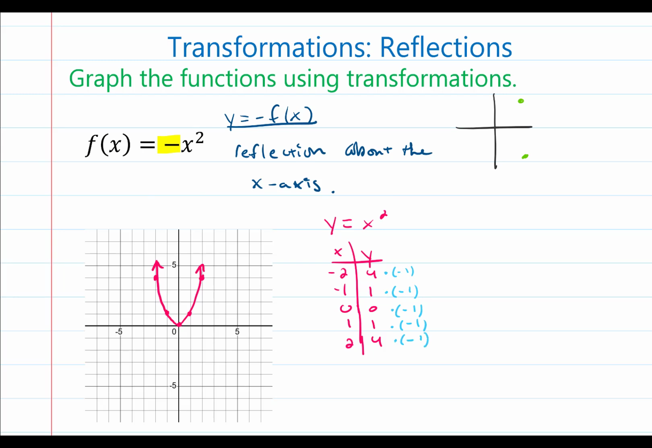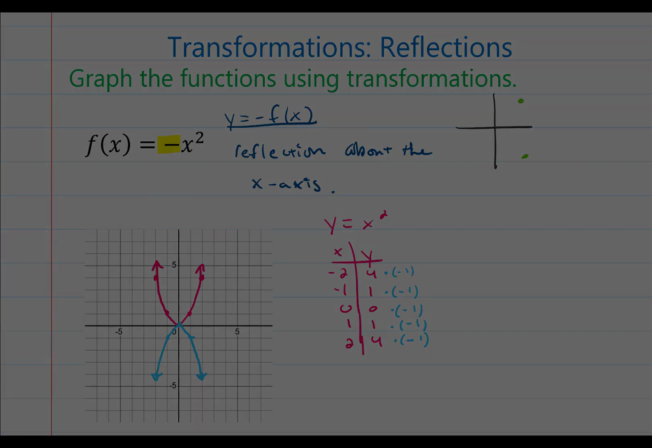And on the graph, I would plot ordered pairs of negative 2, negative 4, negative 1, negative 1, 0, 0 will stay the same, 1, negative 1, and then 2, negative 4. And as we can see, the U-shaped curve, the parabola, has been reflected across or about the x-axis.